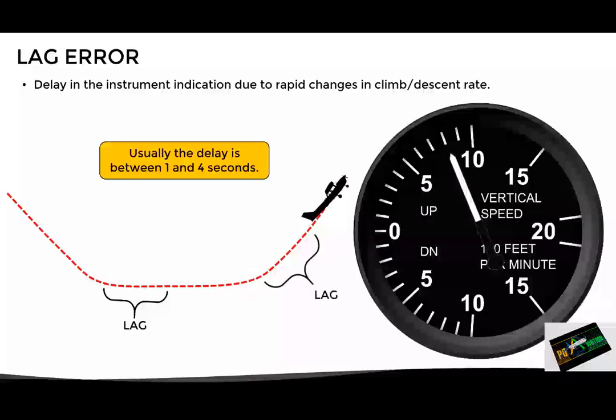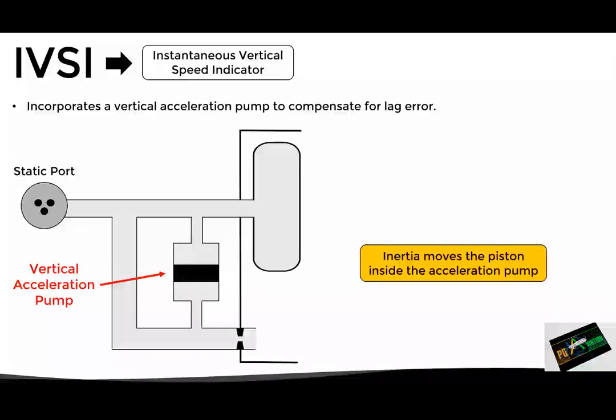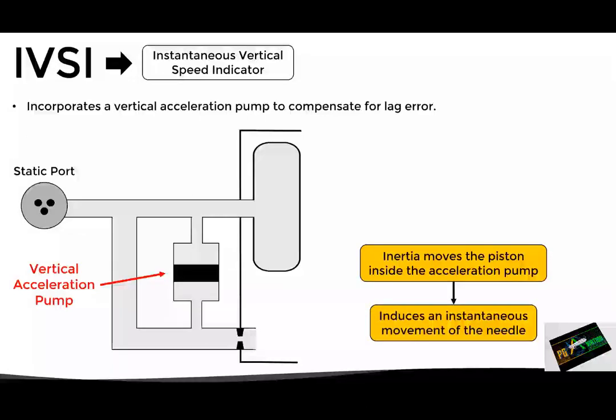Now, this type of error can be counteracted using an IVSI. This stands for Instantaneous Vertical Speed Indicator. Basically, it is a regular VSI that incorporates a vertical acceleration pump to compensate for lag error. This vertical acceleration pump consists of a piston inside a cylinder. This way, the inertia moves the piston inside the acceleration pump up or down, inducing an instantaneous movement of the needle. Let's see an example.